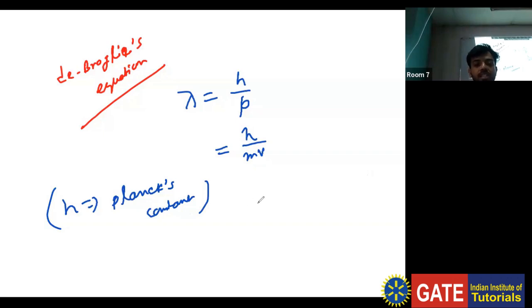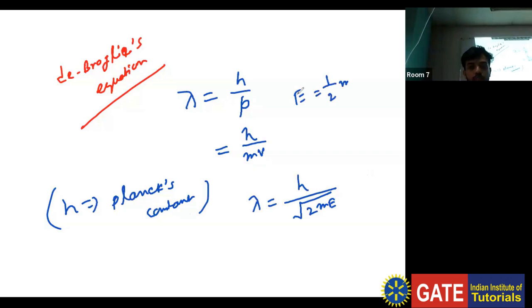Also can be written as, this also you can write. E is equal to half mv square. This formula can also be written as h by root over twice mE, where E is the kinetic energy, half mv square.